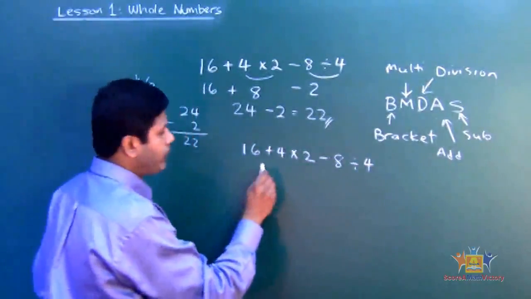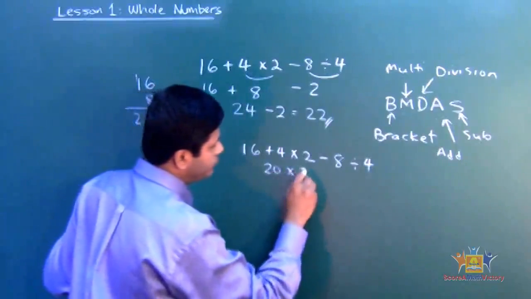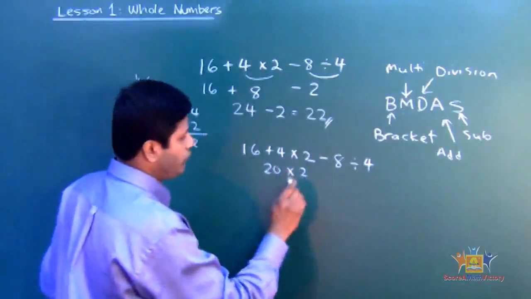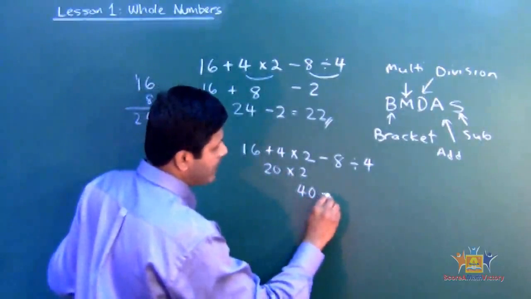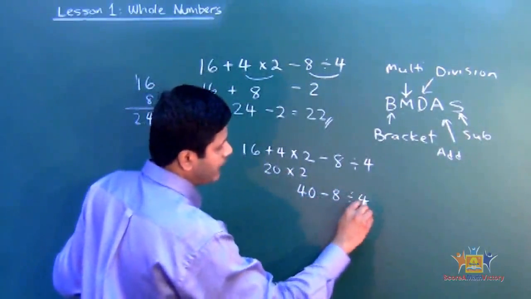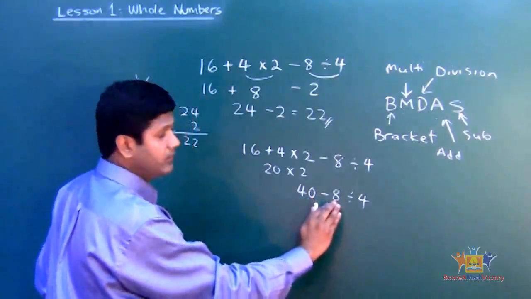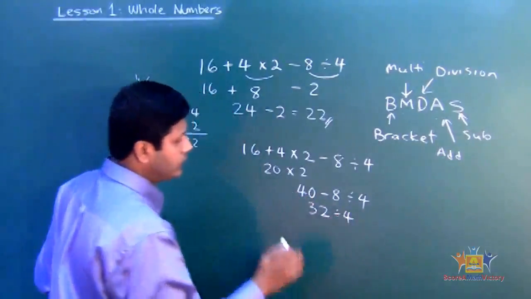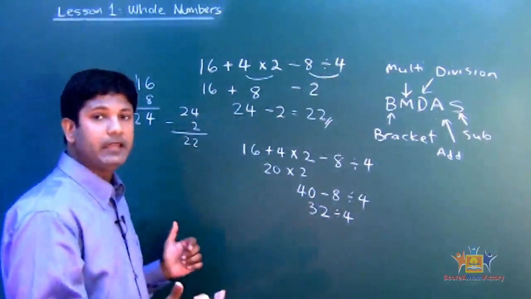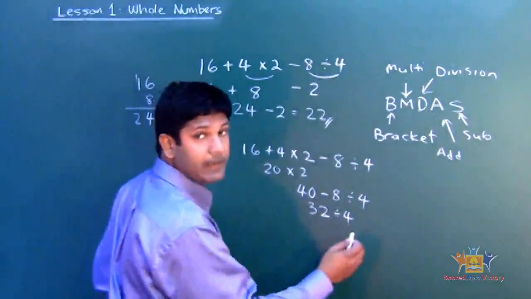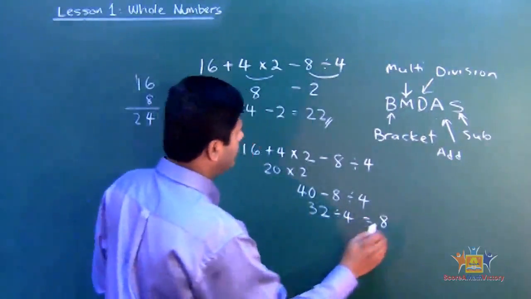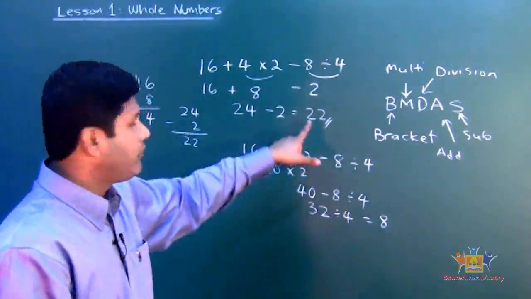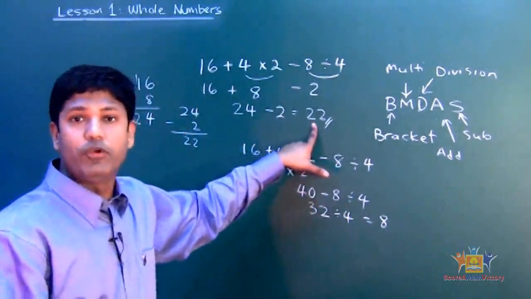16 plus 4 is 20. So we're going to put 20 and then times 2. So 20 times 2 is 40, okay? So 40 minus 8 divided by 4, okay? So 40 minus 8 is 32. So 32 divided by 4. So what's 32 divided by 4 from our timetable? 8, okay? Because 8 times 4 is 32. Look at that. This gives you 8, and when we follow the rules, it gave us 22.